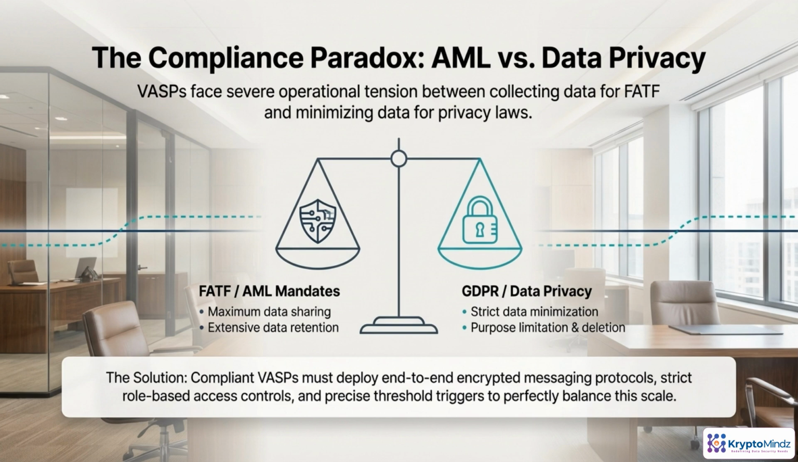AML rules push VASPs to collect, share, and retain as much customer data as possible. Privacy laws like GDPR demand the opposite: minimize data, limit its use, and delete it quickly. Your job isn't to pick a side, but to engineer the balance. Encrypt everything, restrict access, keep only what you truly need, and tune thresholds so each transfer shares the minimum data set required for compliance.